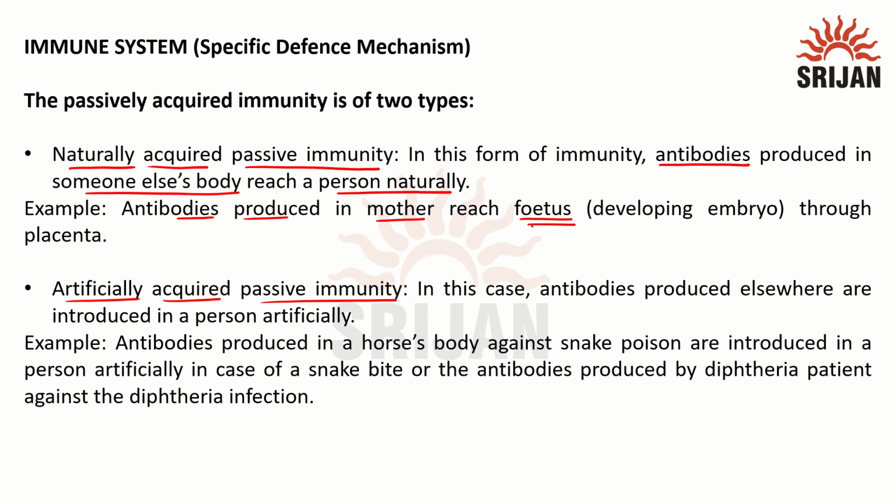Now, artificially acquired passive immunity is where antibodies produced elsewhere are introduced into the person artificially. Example, antibodies produced in a horse's body against snake poison are introduced into the person who has got a snake bite. So these antibodies will go into the person's body and kill the toxins. Or the antibodies produced by a diphtheria patient can be used against diphtheria infection in another person also. I hope this topic is clear to you.